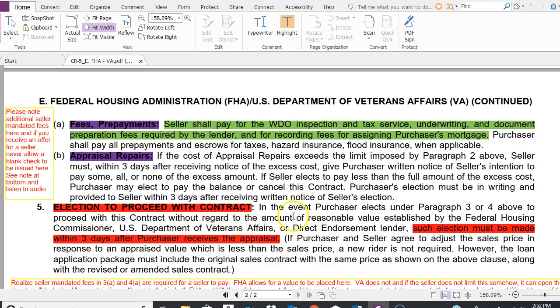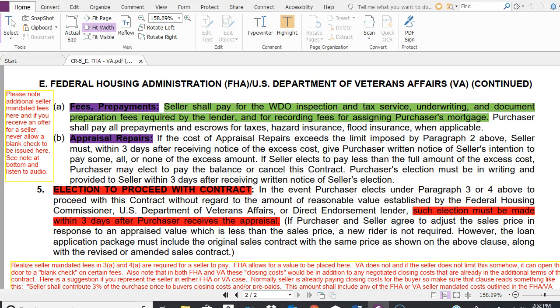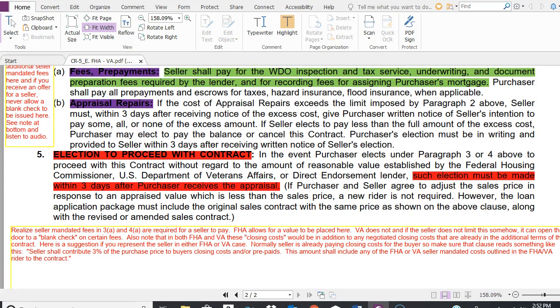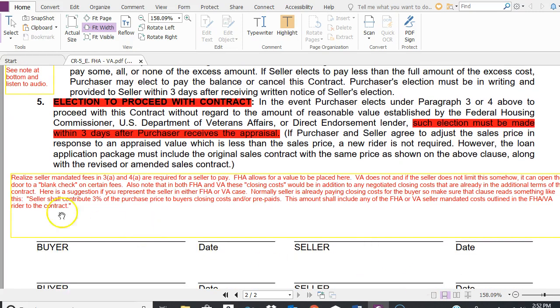And then paragraph 5 just says that if it doesn't come in at appraised value and the buyer's going to elect to proceed, they need to make that election within 3 days. And it kind of references how that goes. And you need to read through this. As always, by the way, read through this entire contract, or rider, and make sure you know what's going on. Now, here's the note I referenced.